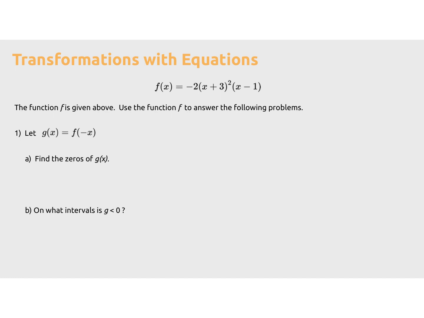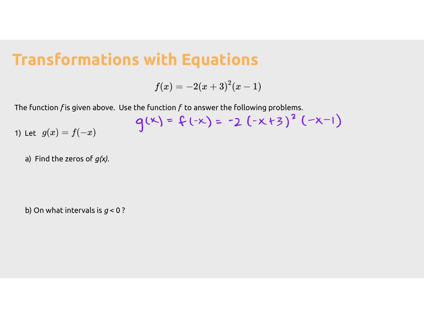So because I know the relationship between these two functions and I have the full equation for f of x and not a table or a graph, I'm going to go ahead and find what function g of x looks like. And I'm going to do that by plugging in negative x into function f. So that will give me negative 2 times negative x plus 3 squared times negative x minus 1. Okay, and I'm going to use that function g of x, that equation, to answer these questions.